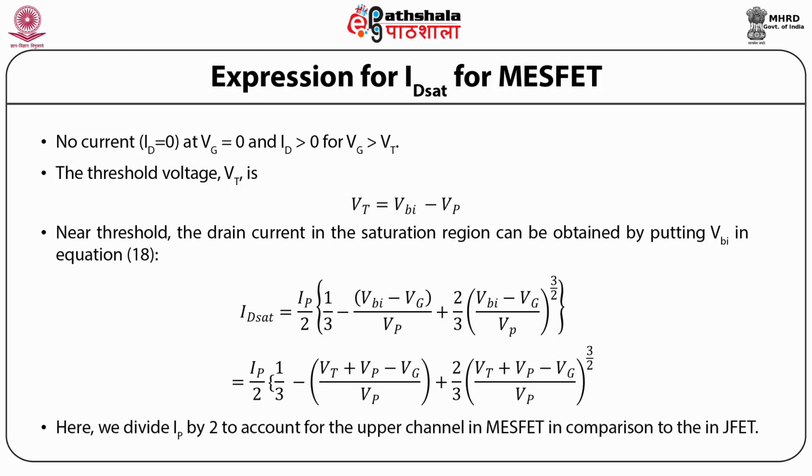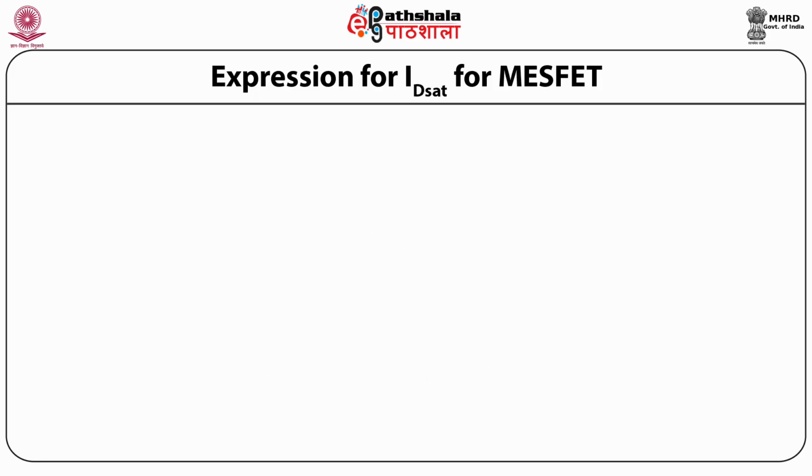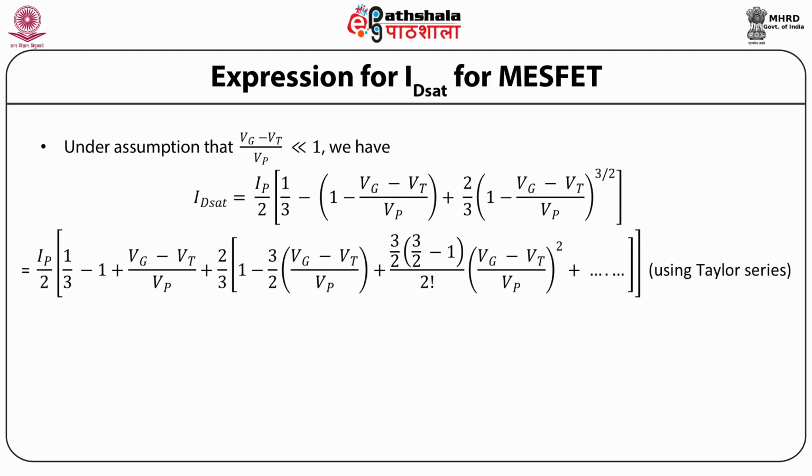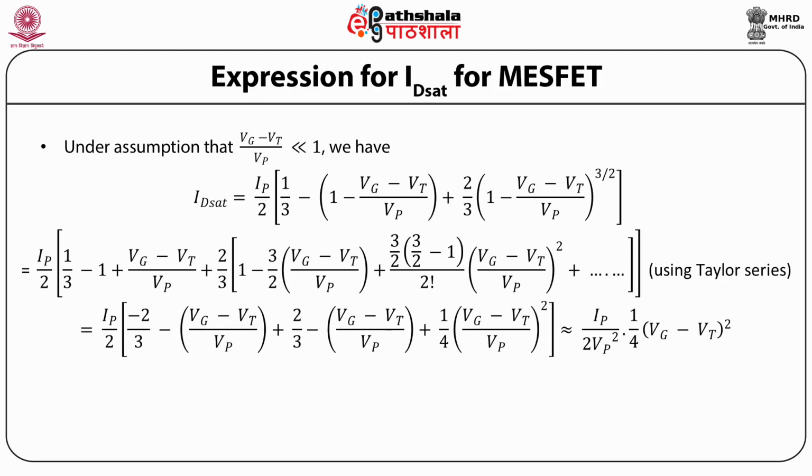Now here we divide IP by 2 to account for the upper channel in MESFET in comparison to that in JFET. Under the assumption that (Vg minus Vt) by Vp is very much less than 1, we have ID saturation equal to IP by 2 multiplied by (1 by 3 minus (1 minus (Vg minus Vt) by Vp) plus 2 by 3 multiplied by (1 minus (Vg minus Vt) by Vp) to the power 3 by 2). So using Taylor series expansion and doing the simplification, we get ID saturation approximately equal to IP by 2Vp square multiplied by 1 by 4 (Vg minus Vt) the whole square.